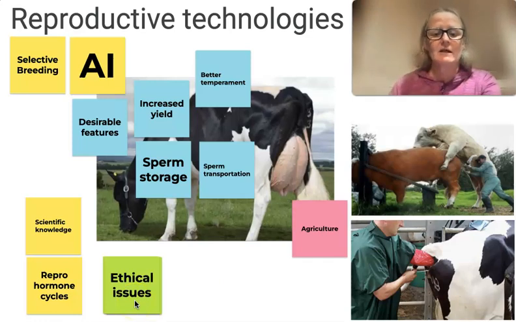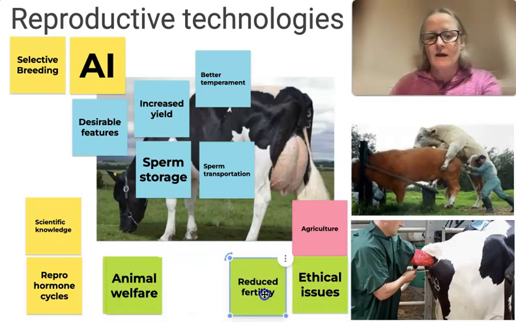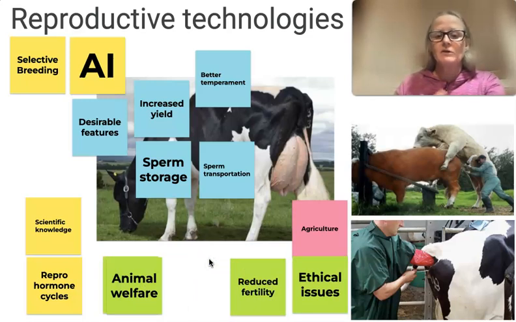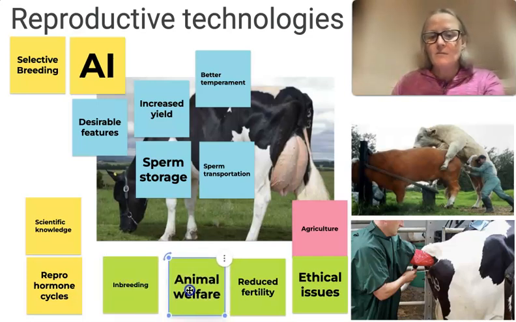However, we do need to consider some ethical issues, and these include things like reducing the fertility of animals. There's been a lot of research and data collected that over time, high-yielding milk dairy cattle have very reduced fertility. So they're becoming more and more dependent on the AI technology, the artificial insemination technology, to even be able to become pregnant. Animal welfare can be an issue. You need to look after these animals really well.